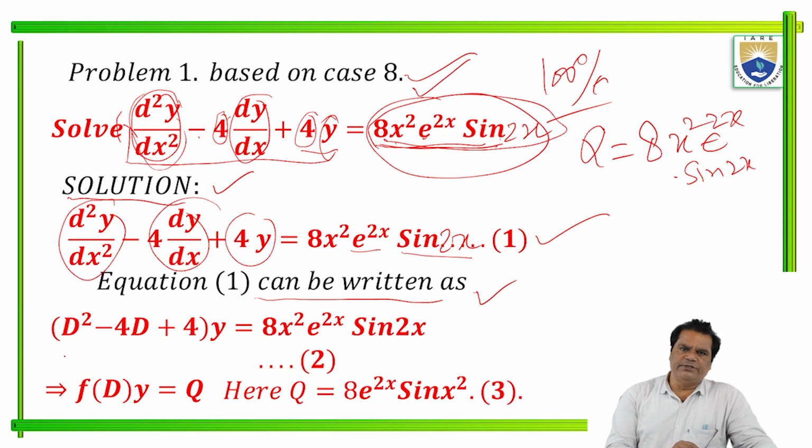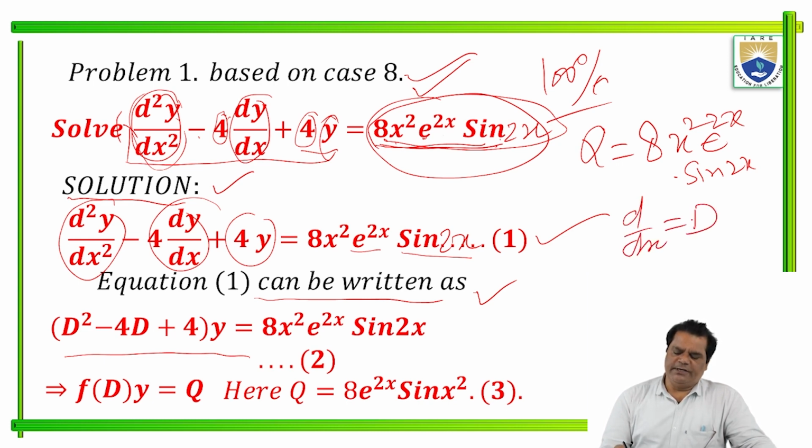this differential equation written in D form. D form means d over dx, I am writing capital D. d2 over dx2, I am writing D square. So the first term is the second time derivative, so d2 over dx2 is D square. I am writing here D square minus 4D, with one time derivative here, so d over dx. I am writing D plus 4.